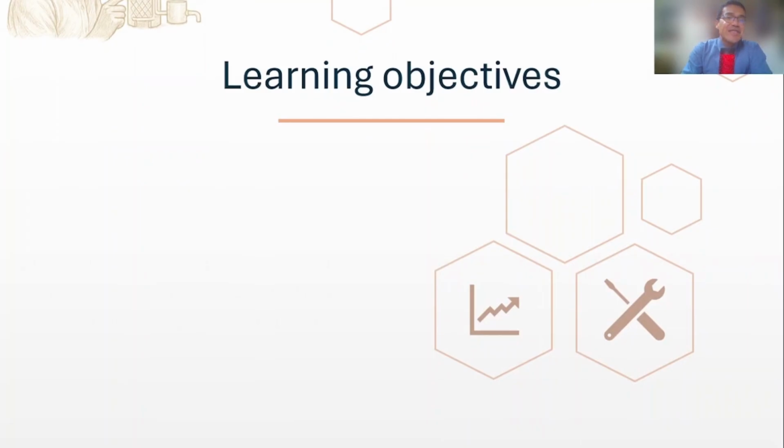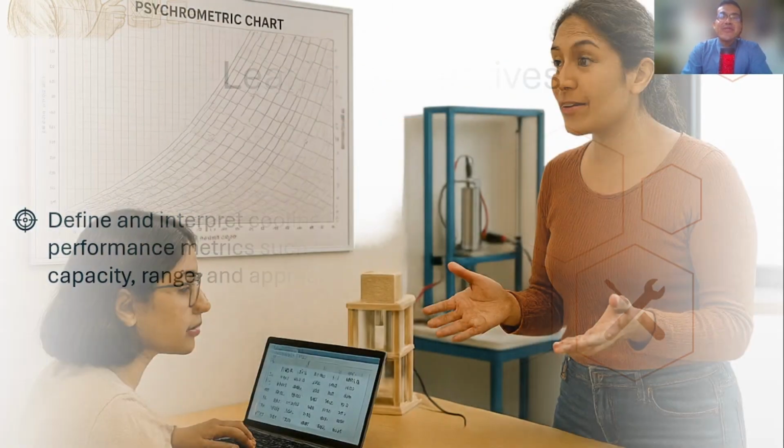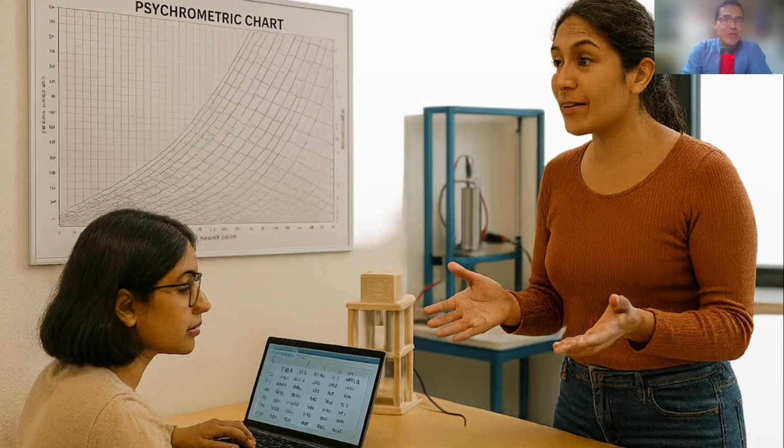By the end of this video, you'll be able to clearly define and interpret core performance metrics like range, approach, and capacity, essential concepts for sizing and evaluating a tower.